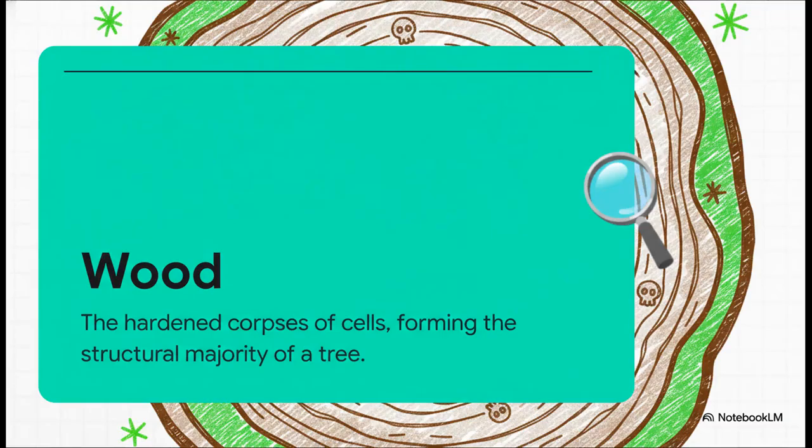And here's the crucial part. The stuff that makes up like 99% of a tree, that solid material we all call wood, it isn't living tissue. Not at all. It's actually a super complex structure built from the hardened corpses of millions and millions of cells that died a long, long time ago. So the tree isn't made of life. It's a monument built from its own remains.